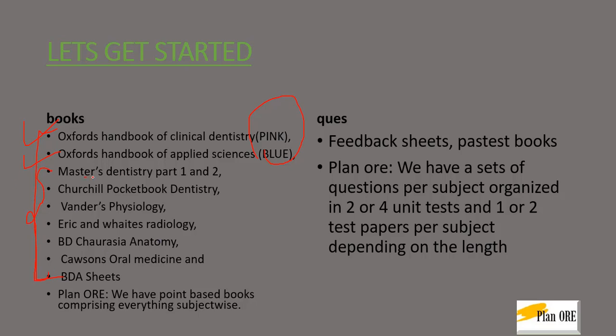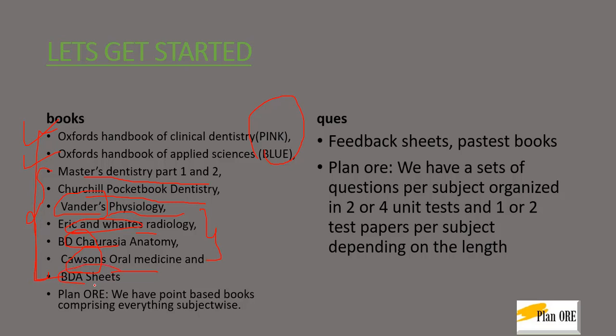Like the Master's Dentistry Part 1 and Part 2, Churchill's Pocketbook Dentistry, and some specific subject-related books like Vander's for Physiology, Eric and Wade's for Radiology, B.D. Chaurasia for Anatomy, and Cosson's for Oral Medicine. The subject-related books can always be taken from the ones you have referred in your graduation time, as long as they explain the basic concepts properly.